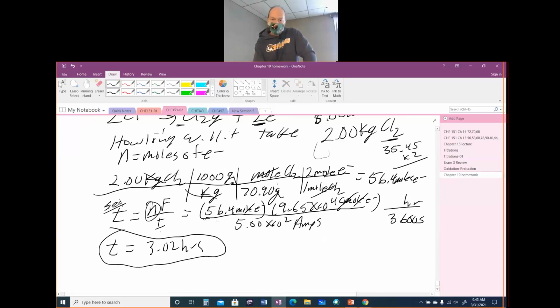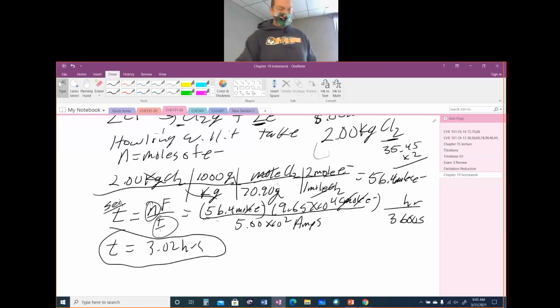Moles of electrons. There's only one unit that you're ever going to be given for current, and that's amps. And F is always a constant. But the T has to be in seconds. Whatever time is given, you convert it to seconds. And whatever mass is given, you have to convert that to moles of electrons.